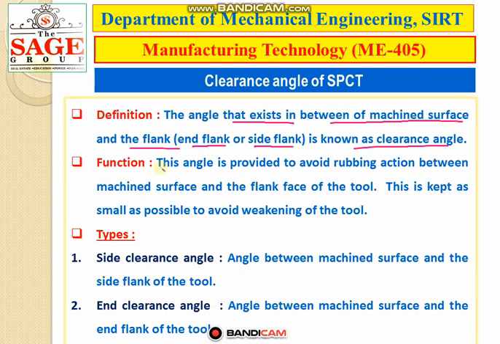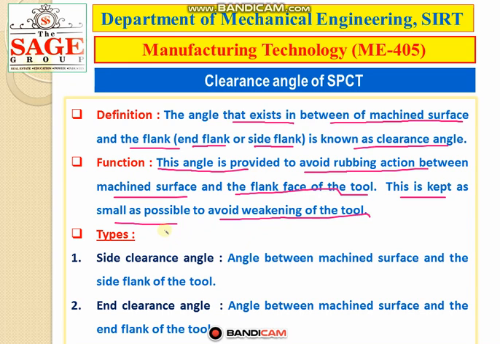What is the function of the clearance angle? This angle is provided to avoid rubbing action between the machined surface and the flank face of the tool. For which purpose is clearance angle provided? This is provided to prevent the rubbing action between the machined surface and the flank surfaces. And this is kept as small as possible to avoid weakening of the tool. If the value of this angle increases, then the weakening of the tool increases. So it is kept as small as possible.